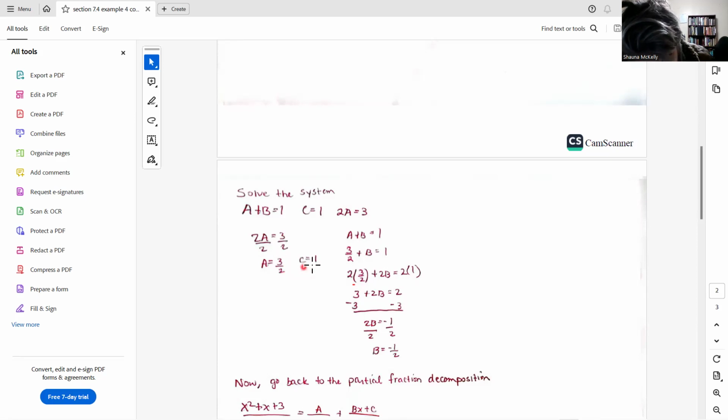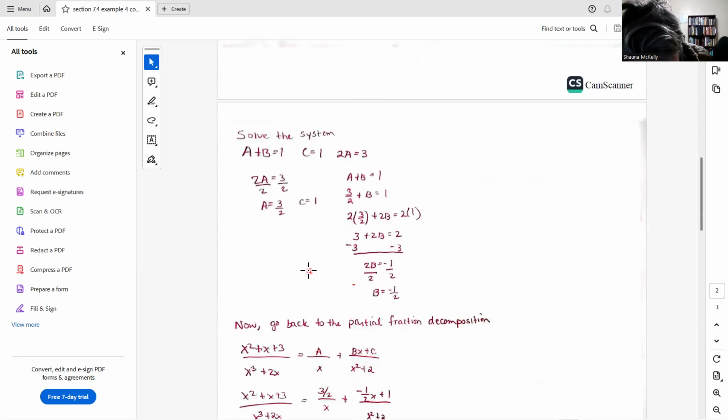C is 1. Now I could have just put in 3/2 and moved on, but I chose to actually solve this equation by eliminating the fraction. So I multiplied everything by 2 and I got 3 plus 2b equals 2. And I did the math. I subtracted 3 from both sides and I have 2b equals -1, b equals -1/2. So now I've got my coefficients. A is 3 over 2. B is -1/2. C is 1.